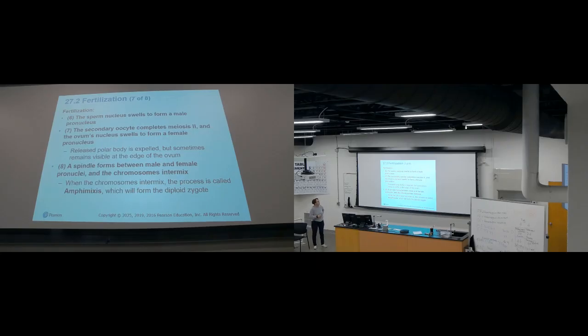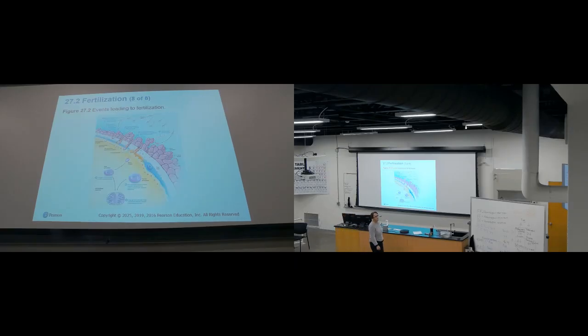And then once inside, the sperm nucleus will swell and form the male pronucleus, and the female nucleus will also swell and form the female pronucleus. And then they get together, they fuse, and this is the starting point of life. This is called amphimixis. So then 23 chromosomes from the paternal side, 23 chromosomes from the maternal side will form the zygote. So then you will have a diploid cell. So this is the process of fertilization.